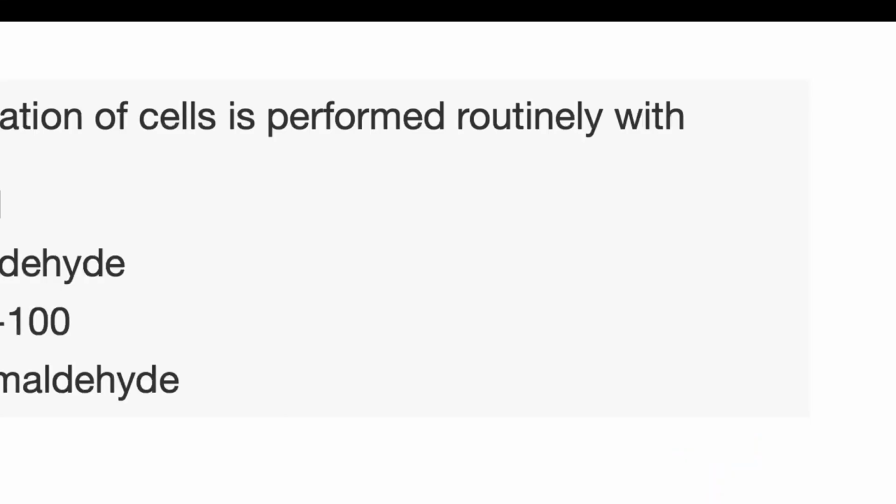Question number 9. Permeabilization of cells is performed routinely with dash. Option A, glycerol. Option B, glutaraldehyde. Option C, Triton X-100. Option D, paraformaldehyde. Cell permeabilization. Which of these is used as a cell permeabilizing agent, routinely, very commonly? Let's wait for some time and collect some answers in the chat box.